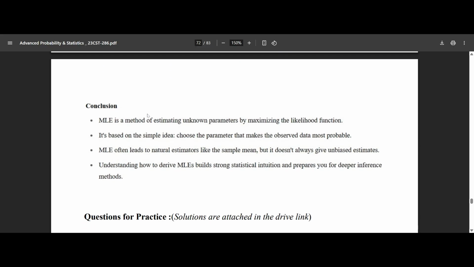Conclusion: MLE is a method of estimating unknown parameters by maximizing the likelihood function. It's based on the simple idea: choose the parameter that makes the observed data most probable. MLE often leads to natural estimators like the sample mean, but it doesn't always give unbiased estimates. Understanding how to derive MLEs builds strong statistical intuition and prepares you for deeper inference methods.